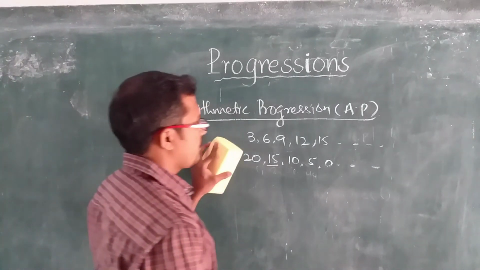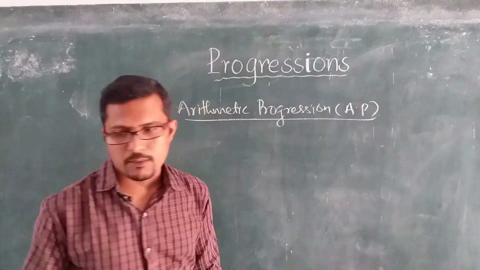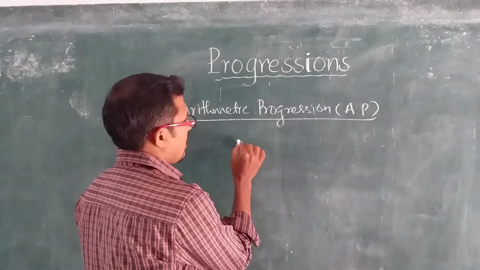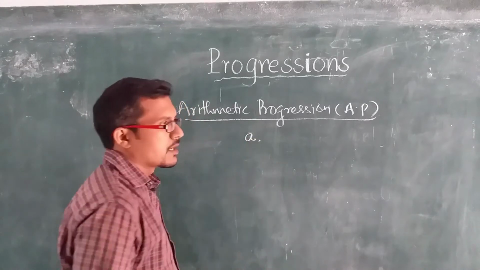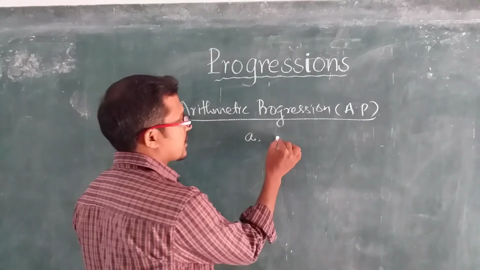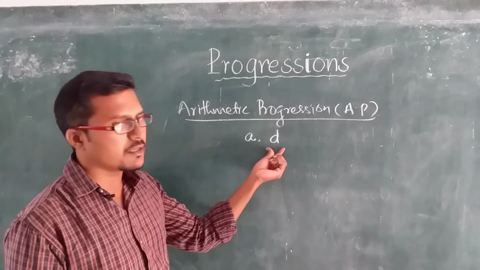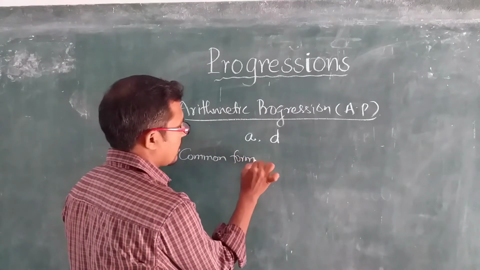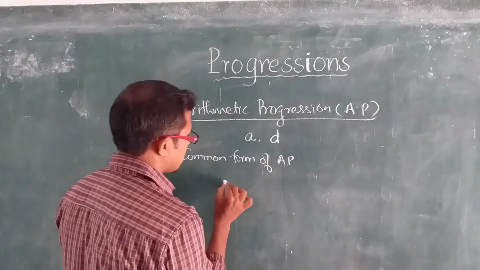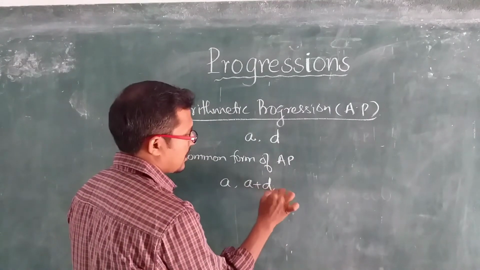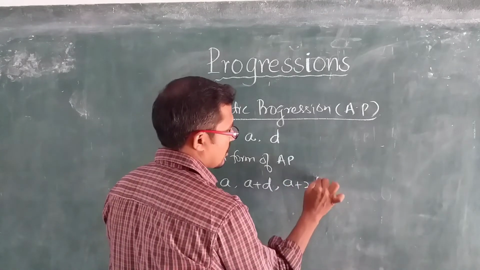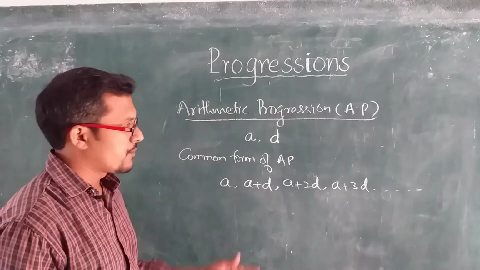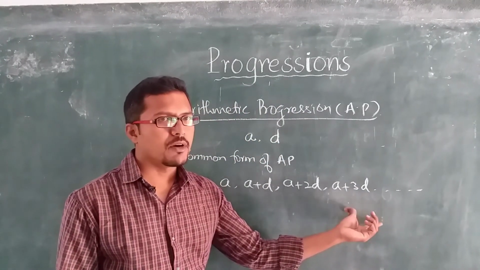So what is the common form of AP? The common form of AP can be obtained like this. The first term is represented with A, and the common difference is represented with D. So the common form of AP is A, A plus D, A plus 2D, A plus 3D and so on.